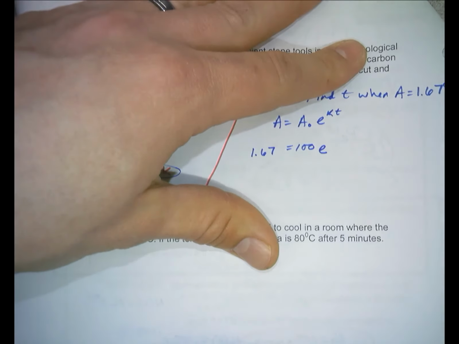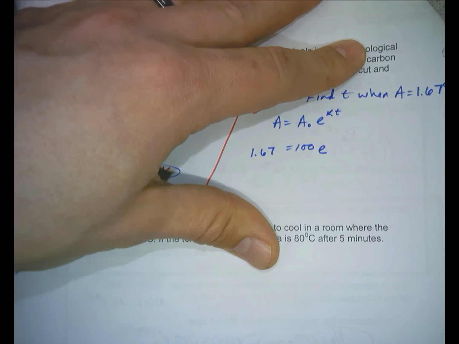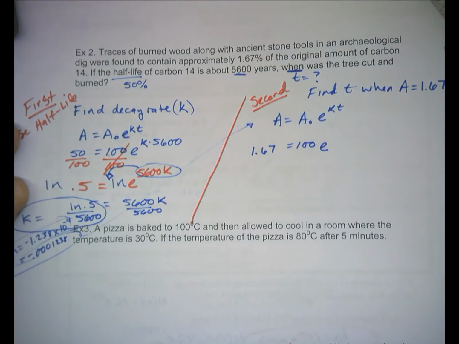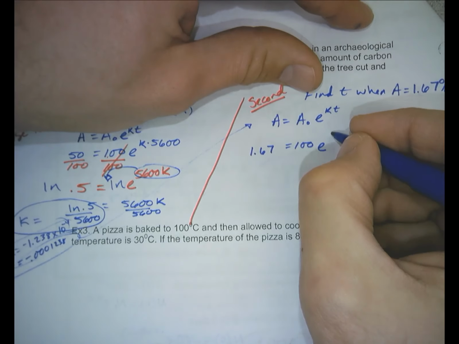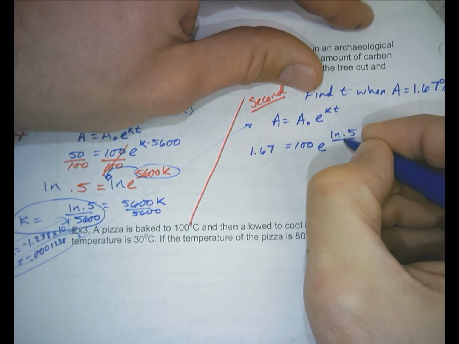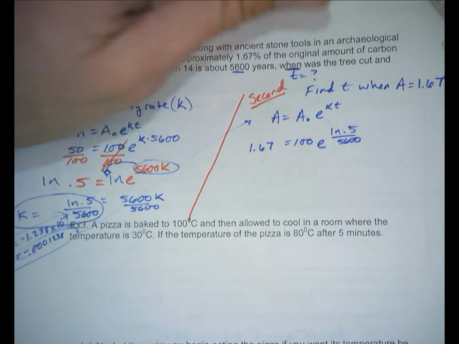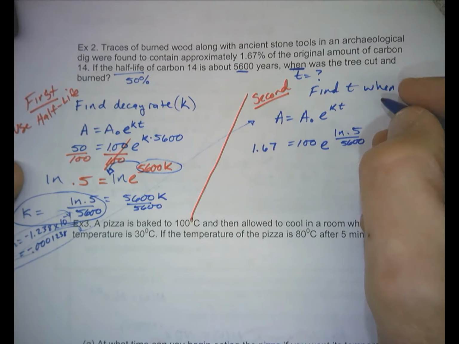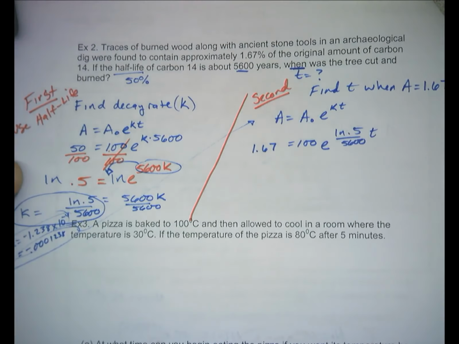E is E. K is what we just found. That's our decay rate. So use this guy here. You can use the natural log of 0.5 over 5,600. You can use this decimal here. That'd be fine. It's kind of whatever you want. And then we're trying to solve for T.